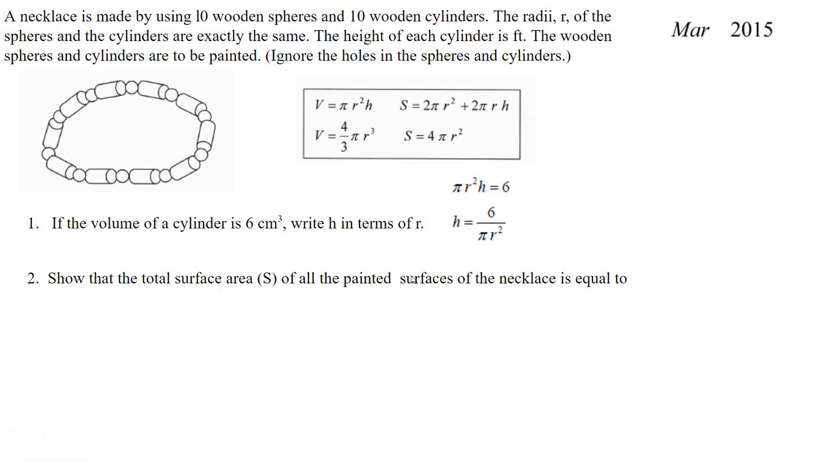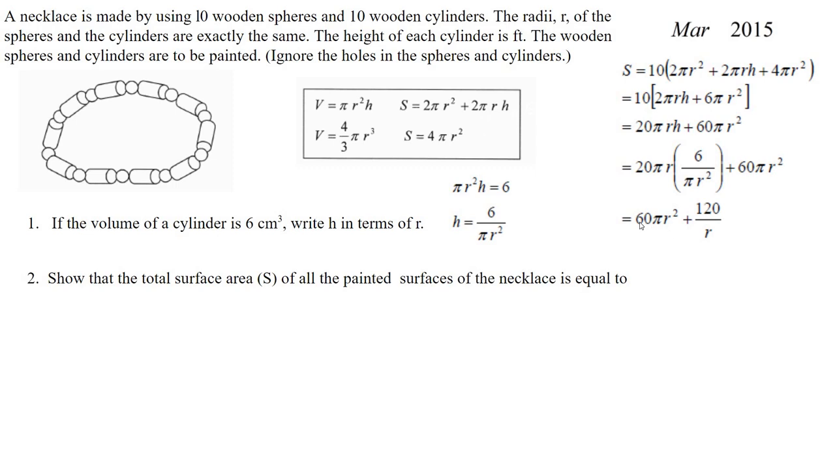Show that the total surface area of the painted surfaces is equal to this thing right here, 60 pi r squared plus 120 pi r. You're supposed to show that it's equal to that. Now, how did we do all this? Well, there are the two things for surface area: one cylinder and one sphere. The cylinder is 2 pi r squared plus 2 pi r h. That's one cylinder there. There's one sphere, the surface area of one sphere at 4 pi r squared. But there's 10 of them.